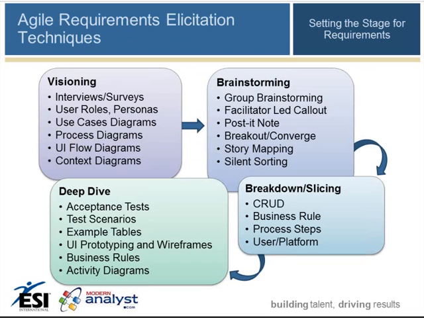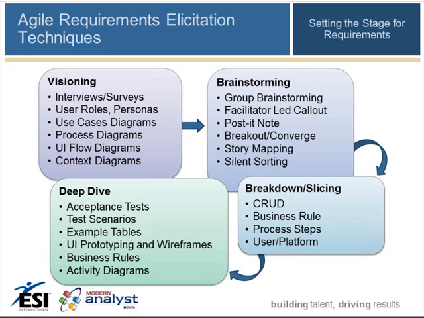So let's look for a second at some of the elicitation techniques for gathering requirements under Agile. We talked about visioning and some of the approaches we could use for that. At the level of visioning, you can see interviews, surveys, user roles, personas, use case diagrams, process diagrams, UI flow, context diagrams. All of those, I think, are pretty well understood by the group listening here.